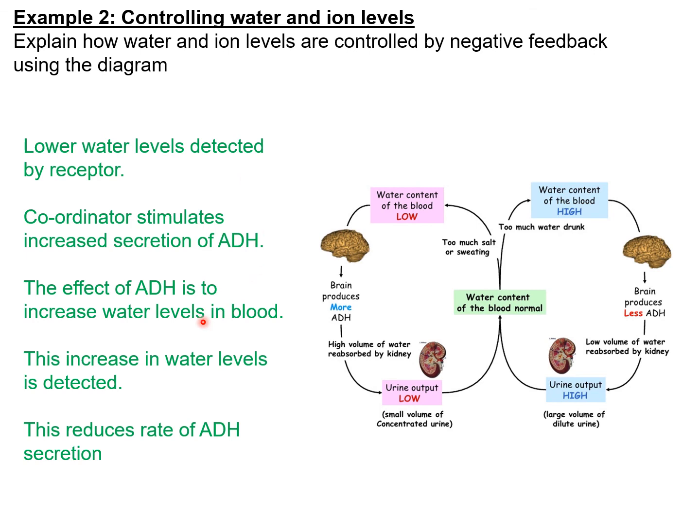And then this is the hard bit. How does this relate to negative feedback? Well, the increase in water levels is detected, which then reduces the rate of ADH, the thing that's causing the water levels to go up. Hence, this being a negative feedback loop. Let's have a look at another example.